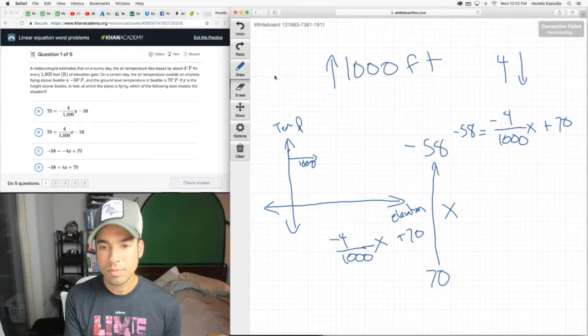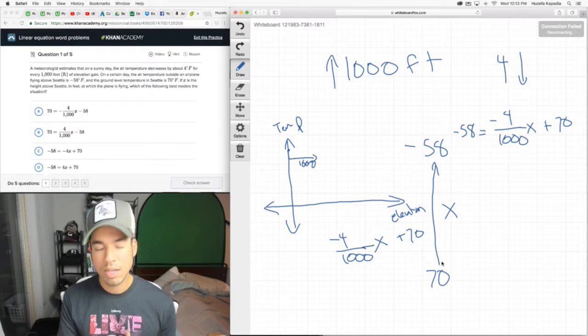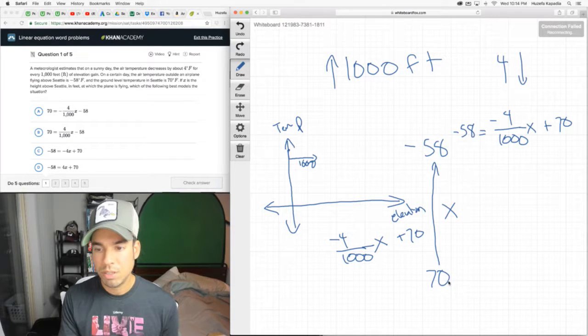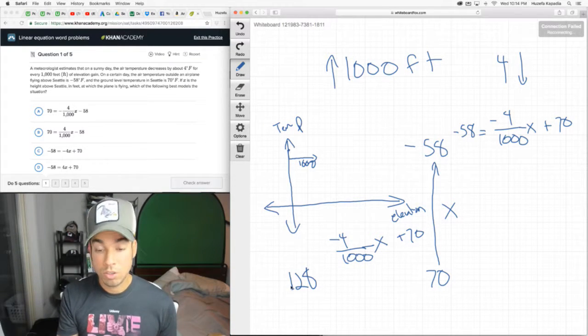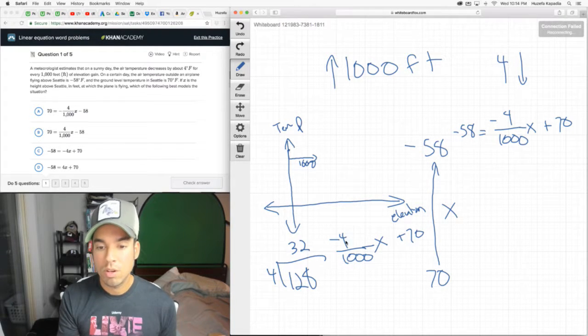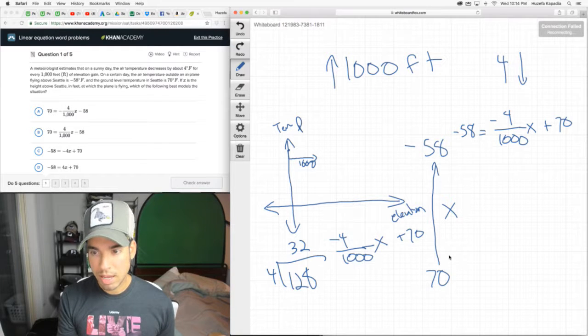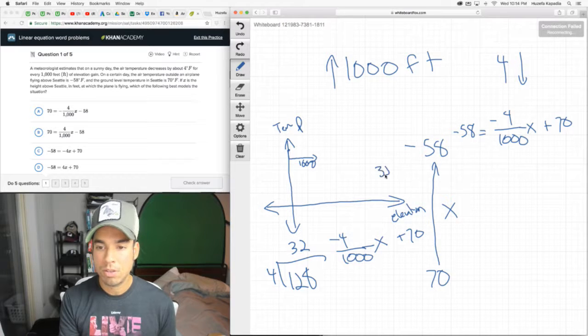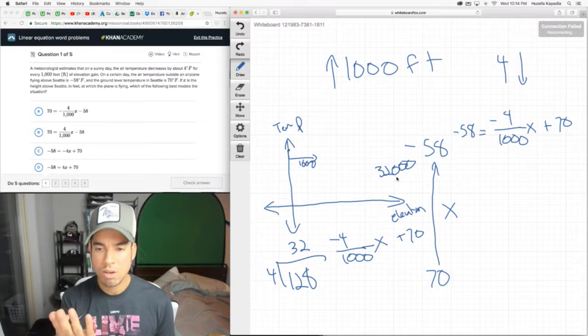Now look, we can also not even do this necessarily algebraically, but we can count this out and sort of figure it out. Think about how many times we are going down by 4 to get to negative 58. All we got to do is take that difference, which is 70 plus 58. It's a difference of 128. So that's how many degrees we're going down by. Divide that by 4, and we should get 32. So that means that if we set this up correctly, the answer to this should be about 32,000 feet. That's how high up.